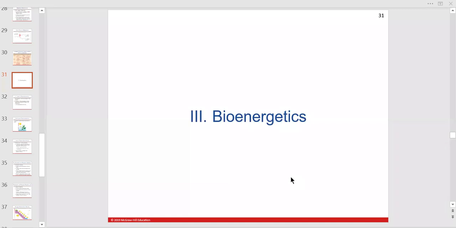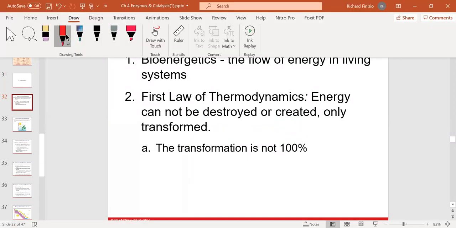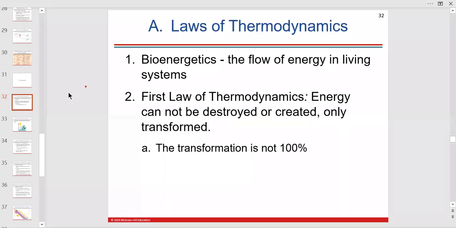Bioenergetics. Now it's getting exciting. Whole new topic, basically. Flow of energy in living systems. So, again, stored energy is ATP, but we have to make ATP first to store the energy. So this whole flow of energy, the laws of thermodynamics, where energy is not destroyed or created, only transformed, has to eventually affect our cells in building ATP and using ATP and then using more energy.